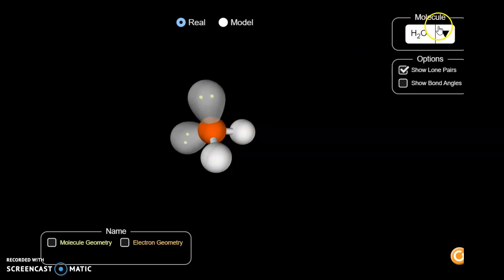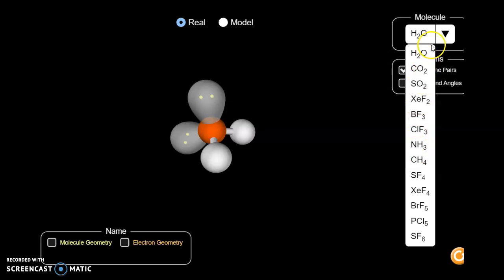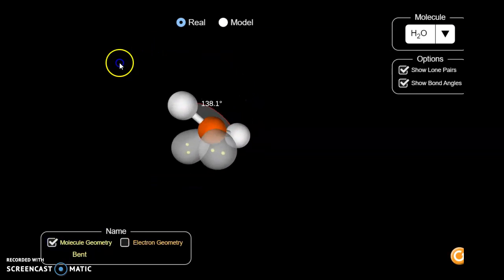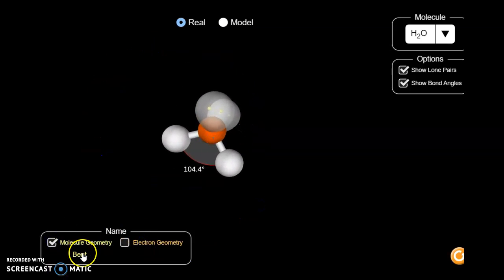Up here you see the molecule. These are the 13 you have to go through, and here it has the bond angles. So somewhere on a piece of paper, write down H2O, bond angle 104.5. Also, you want to click on molecular geometry down here, and it shows you that this molecular geometry for water is called bent, and write that down.